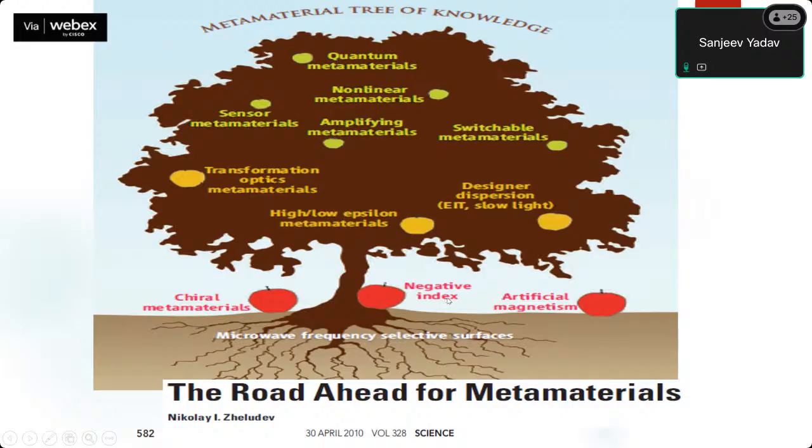Chiral materials, negative index, artificial magnetism, switchable metamaterials, amplifying metamaterials, sensor metamaterials, quantum metamaterials. So many things are there.